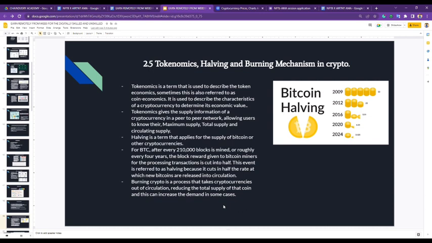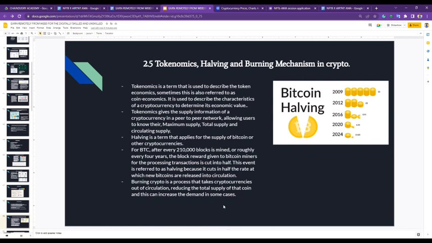So halving, which you see here, and burning mechanisms are all inflation control mechanisms that help users to see how inflation can be controlled on their chain. Users can vote for this to happen, or validators or witnesses can also vote for this to happen. Halving is a term that applies to the supply of Bitcoin and other cryptocurrencies that adopt this protocol. There are other cryptocurrencies aside from Bitcoin that adopt this protocol.